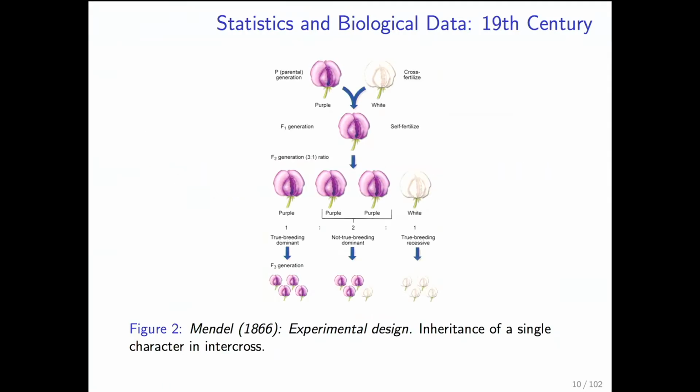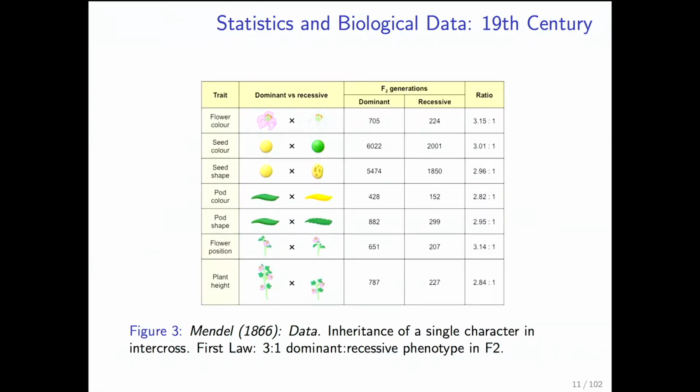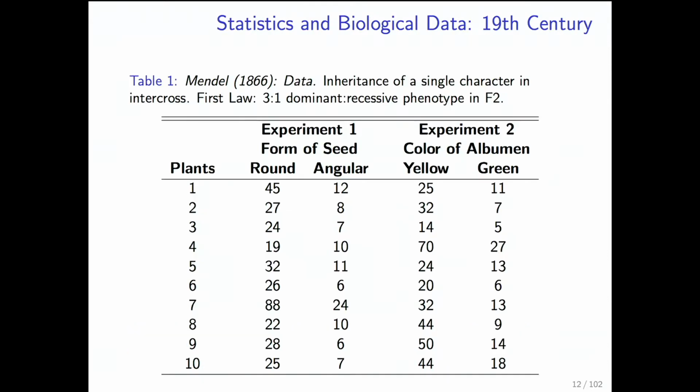So he was very careful, again, with experimental design. And this is a diagram that summarizes some of the experiments that he did to study the inheritance of flower color in the pea plant. It's an intercross. He did that for several traits and to study also the joint inheritance of pairs of traits. And the data that he collected are actually quite simple and quite small by today's standard. They fit on a page.